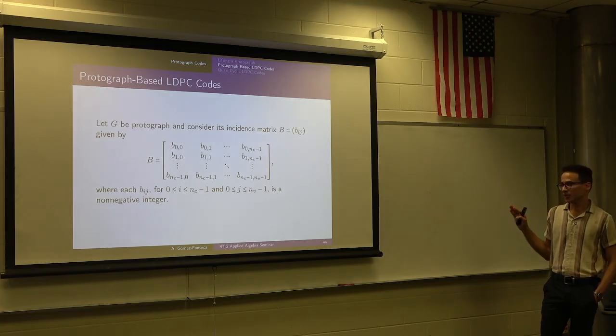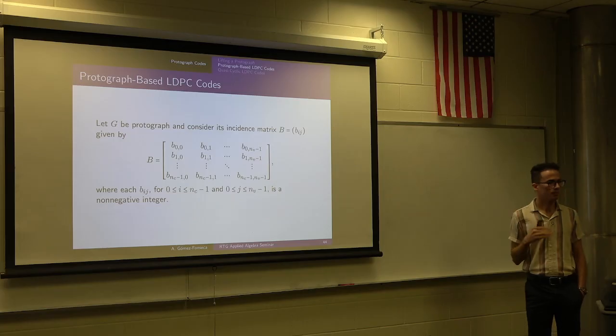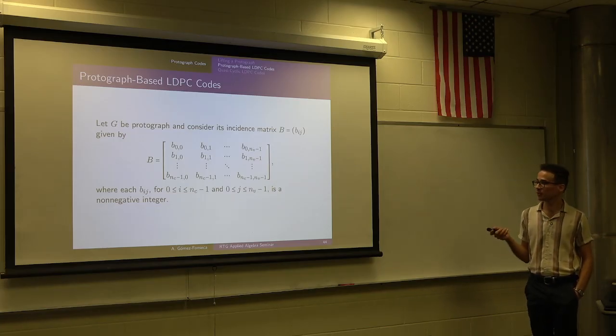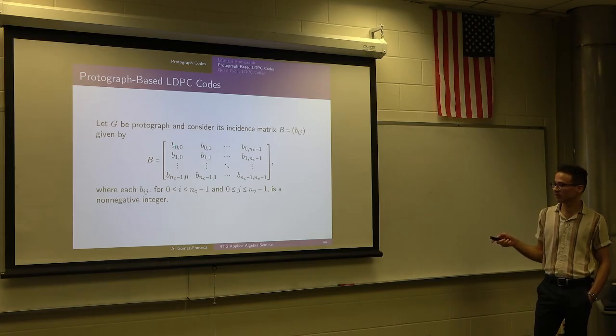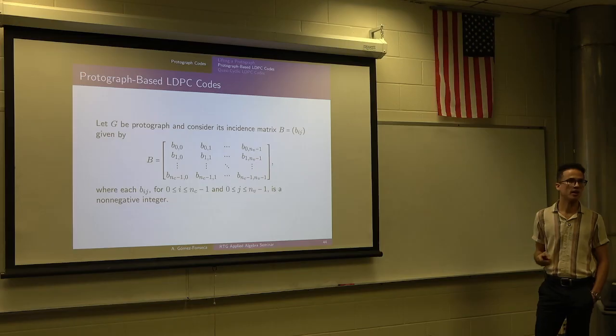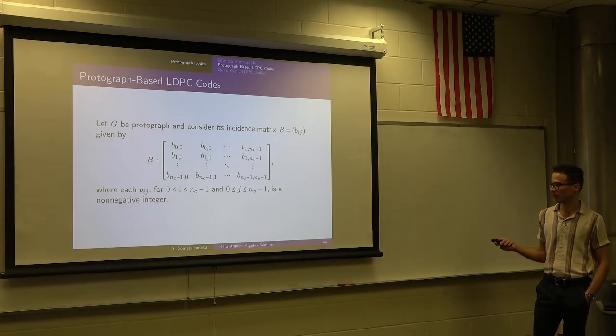This was using this graph cover idea, but we can describe this process algebraically. What we're going to do is let this matrix B be the incidence matrix of my product graph. Let's say that we have NC rows and NV columns, and each one of these entries Bij is a non-negative integer. So they can be either 0 or a positive number.